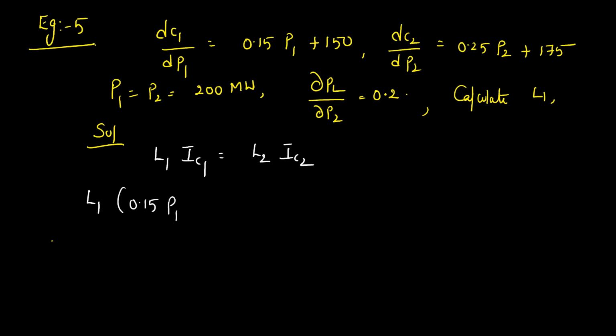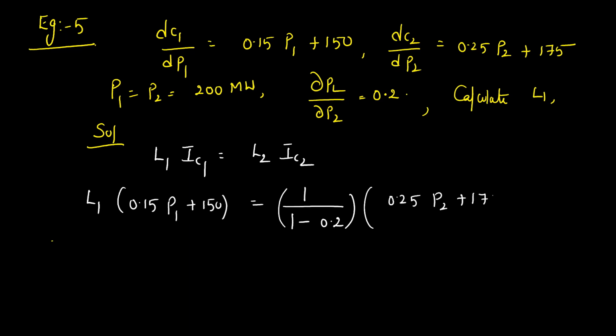0.15 P1 plus 150 is equal to L2. I can calculate L1 by 1 minus the incremental transmission loss, that is, this into IC2 is how much? 0.25 P2 plus 175. He also gave the generations when the losses are coordinated and included.